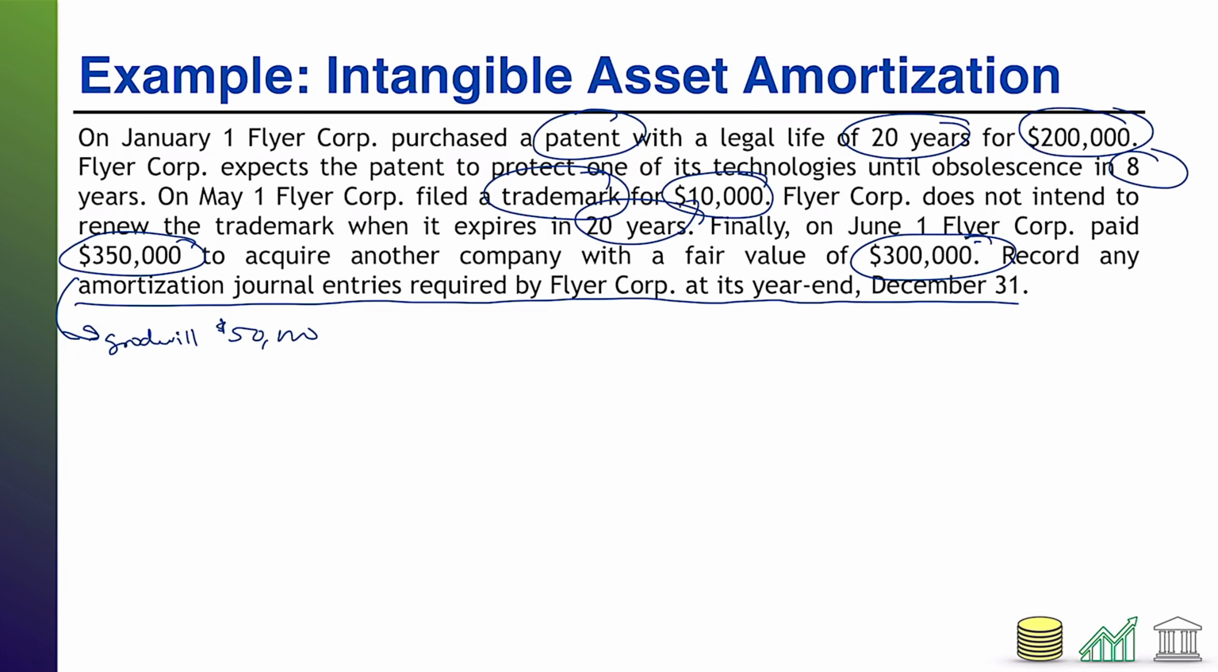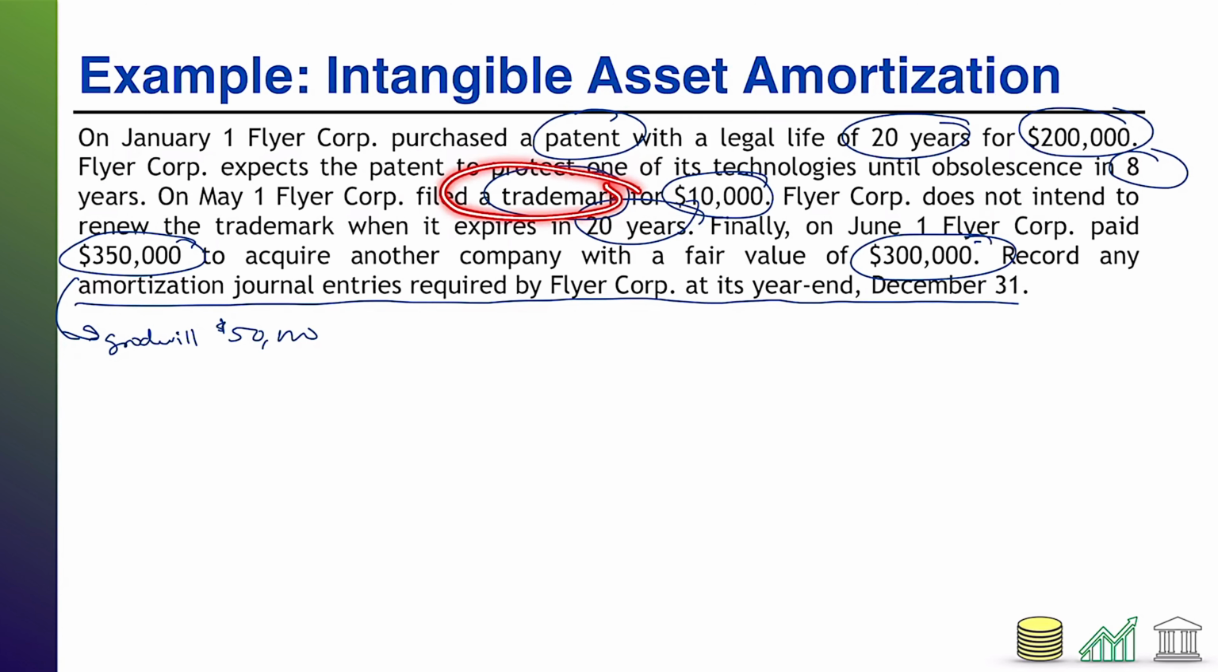Now, first of all, we need to identify what up here gets amortized. Remember I told you that indefinite-lived assets don't get amortized. Why? Because they have no life to amortize over. So anything with a life gets amortized. Anything without a life does not. And so you've got a patent. This patent has both a legal life and an expected useful life. So it can be amortized.